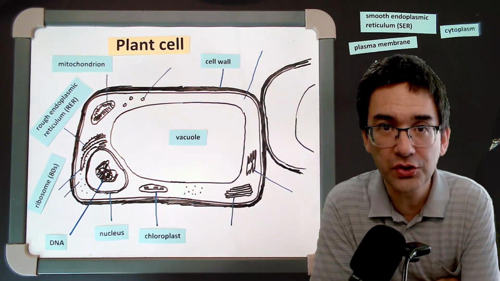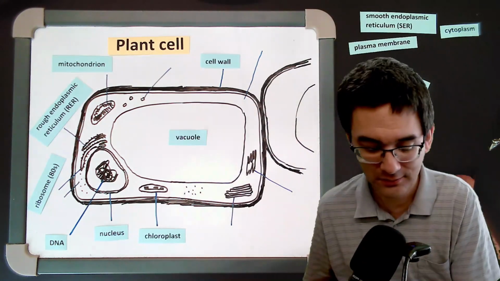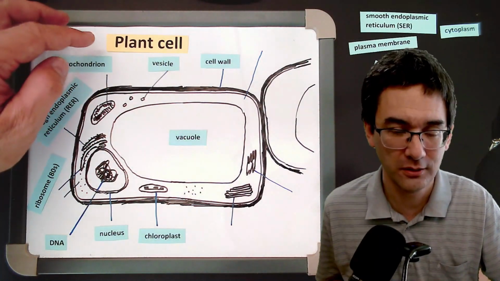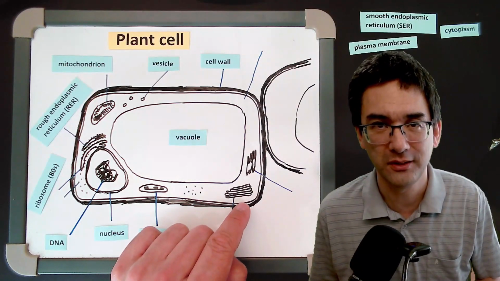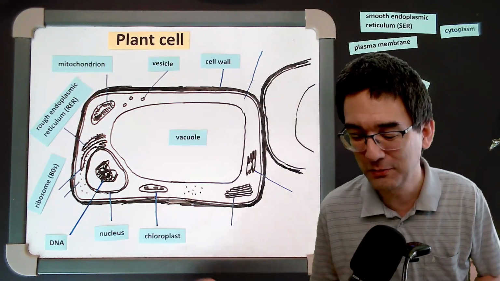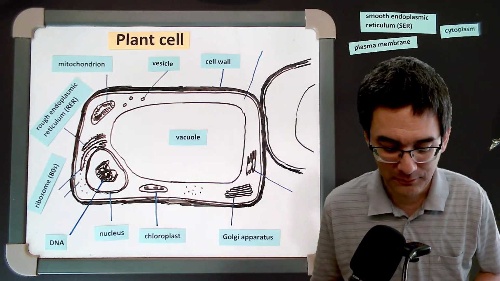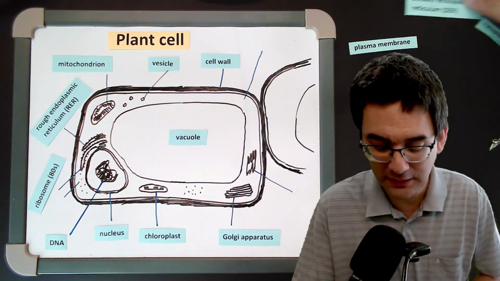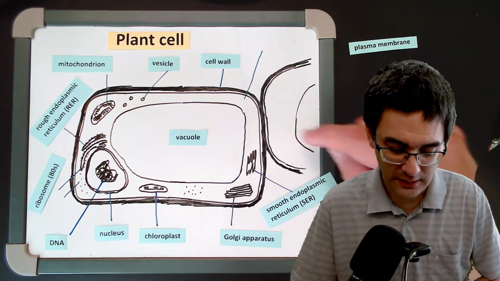Of course, plants also need to transport substances around in vesicles. So let's add the vesicle over here. And those 2 over here, this is supposed to be the Golgi apparatus. It's not a very nice drawing. And this one over here is the smooth endoplasmic reticulum.